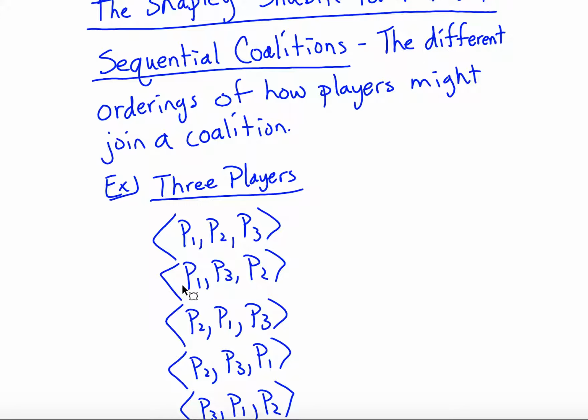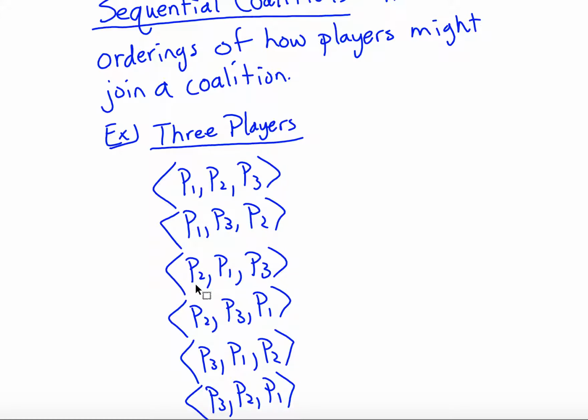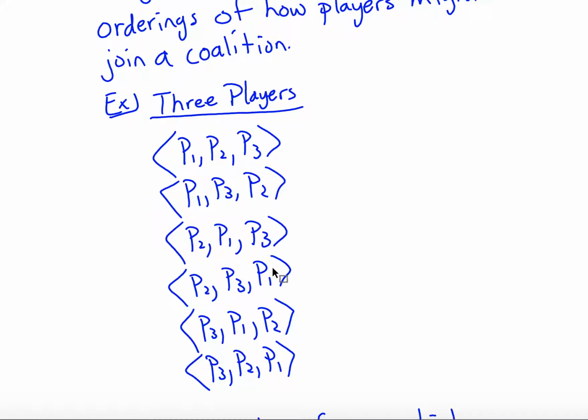But you could have another coalition. You could have player one joining first, then player three joins, then player two. Another coalition could be player two joins first, then player one, then player three. Another one could be player two joins first, then three, then one. And then player three could join first, then player one, then player two. And then three could join first, then two, then one.